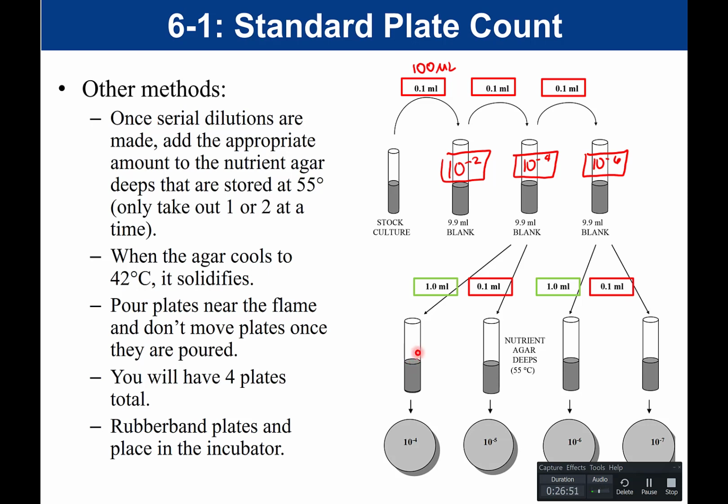So I would get my nutrient agar deep and bring it to my station, and I would add 1 milliliter, which is 1,000 microliters, from my 10 to the negative 4 plate. I would add that to the agar deep. So I add my bacteria, I mix, and then I pour it into the plate, so that the bacteria is mixed with the agar. And when it solidifies, the bacteria is going to be within the agar. And so we're looking for a plate that has a countable number of bacteria.